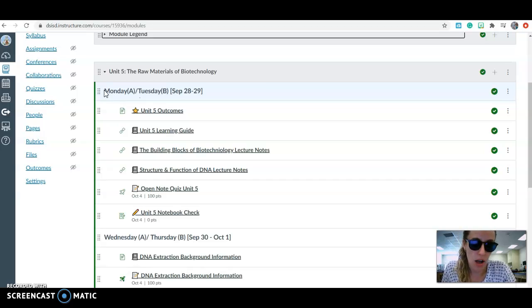So first block, they come into class, they know to look for whatever day it is as their header. And whatever day it is, everything underneath that is what they're expected to get done that day. So the first block, they were expected to go through the outcomes, the learning guide, go through the lectures the ACC provides, take an open note quiz, and then upload a photo of their notebook. The only thing that was a grade for that day is this formative open note quiz.